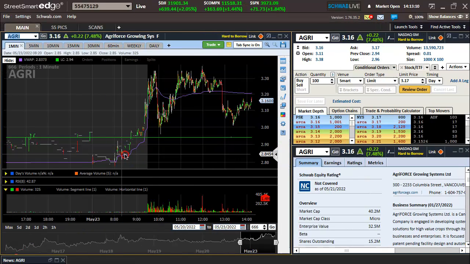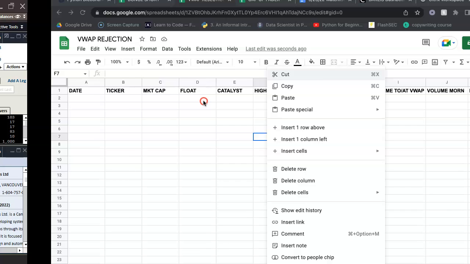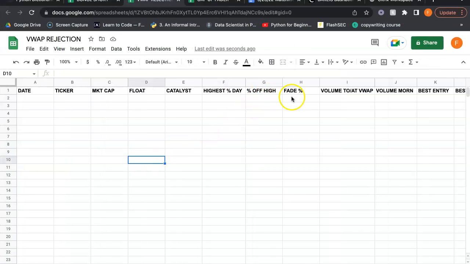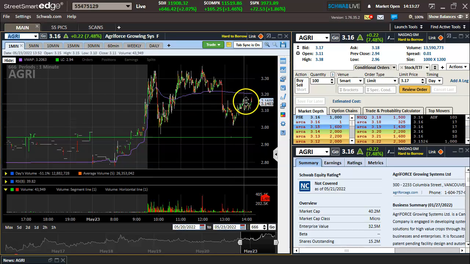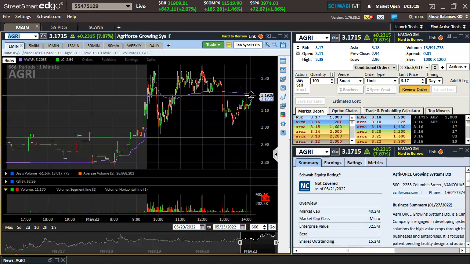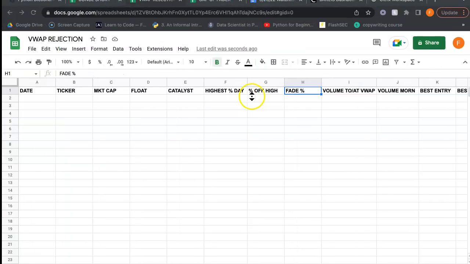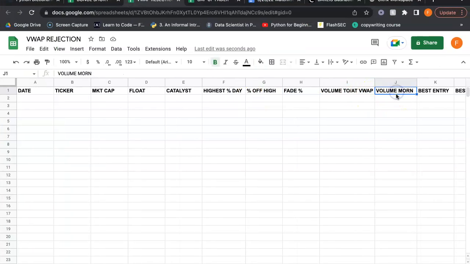I'm tracking how much it's up on the day, how much it fades off of the highs, and then how much the fade is off of VWAP, and the volume that it takes to get back to VWAP. So in this case, I would analyze pretty much the volume here from 3 to 3:20, and then I think I also have the morning as well.